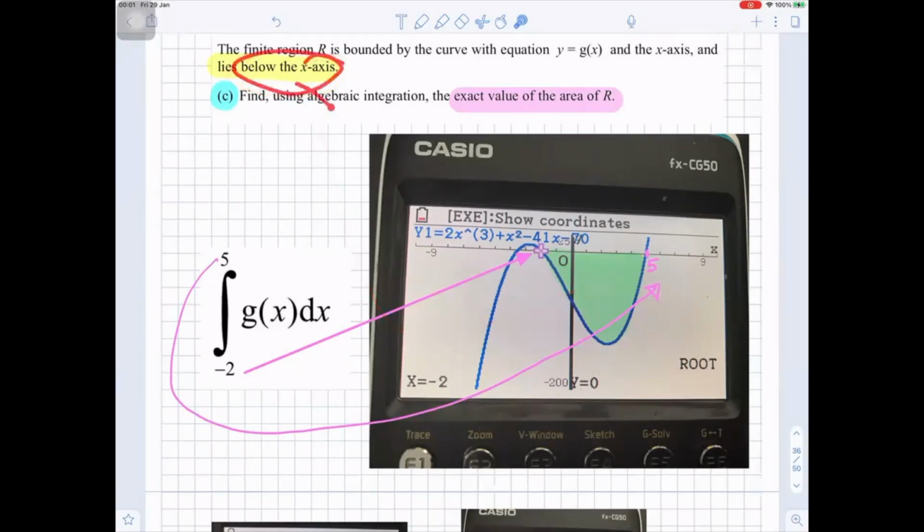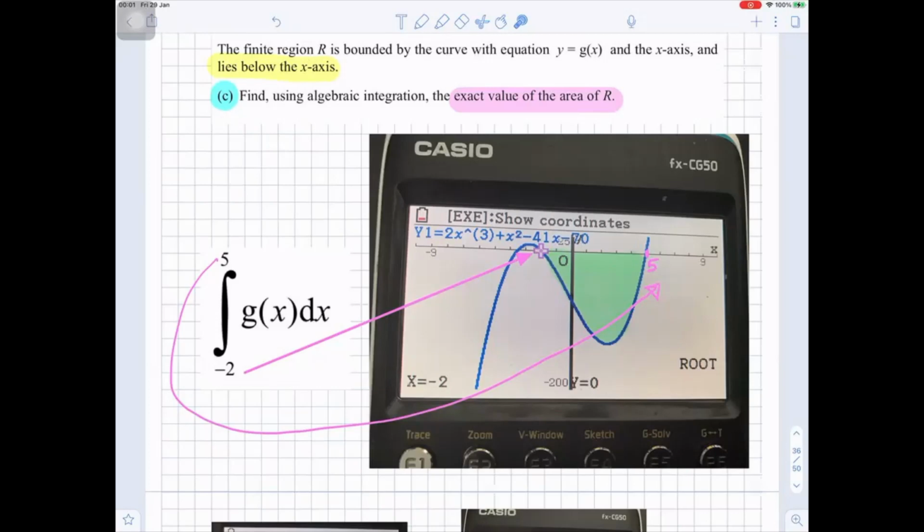What is below the x-axis? I've colored it in green. That area below the x-axis. We start at -2. We end at 5. So we want to integrate from -2 to 5 g of x dx.